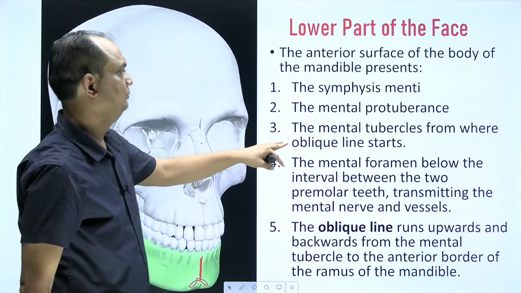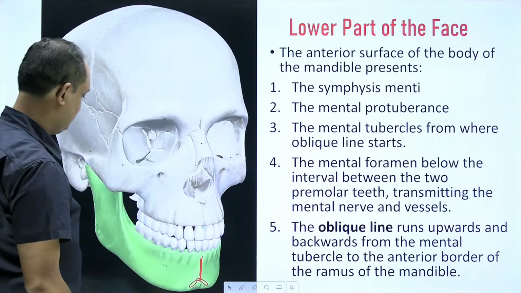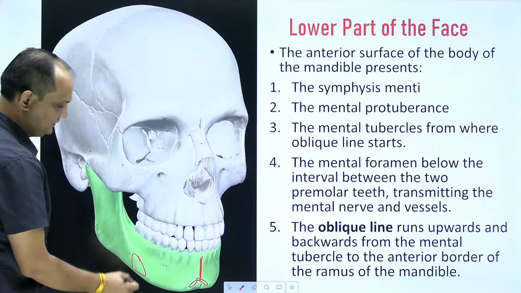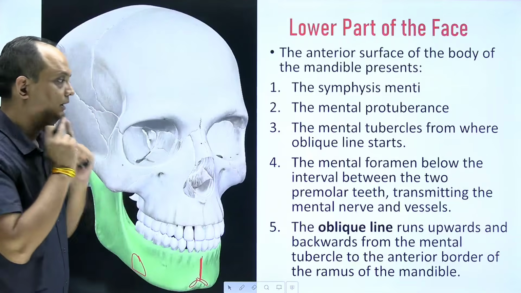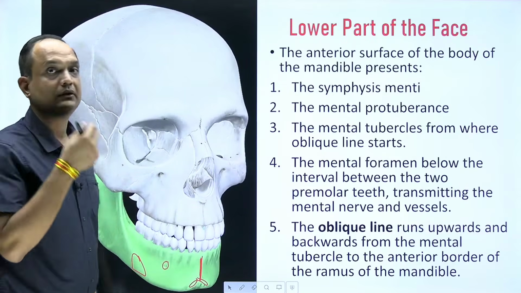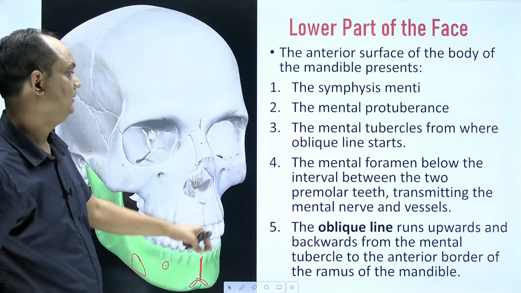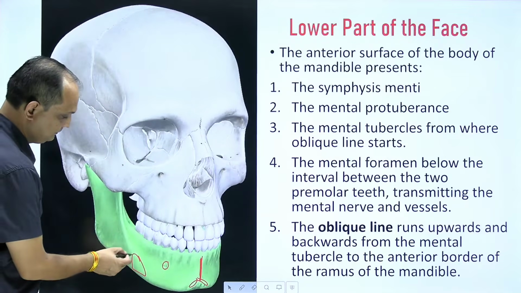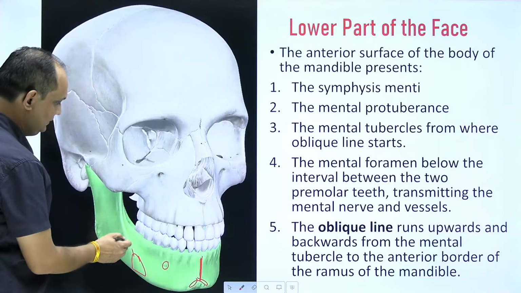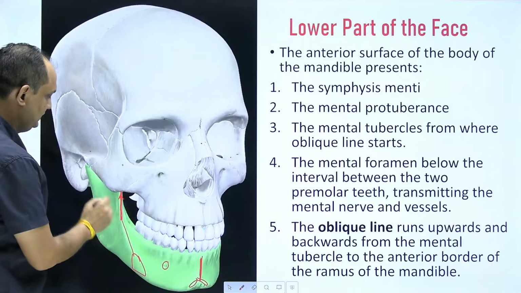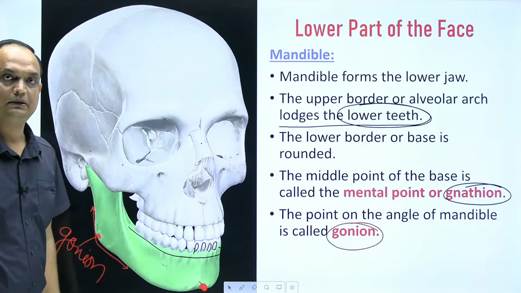Then you will have mental tubercle, and mental tubercles are not present here, mental tubercles are here. Now these projections are known as mental tubercle. Then you will have mental foramen. So mental foramens are present here on both sides of the mandible. Then you will have an oblique line. Now this oblique line starts from the mental tubercle and goes posteriorly and continues with the anterior border of the ramus of mandible. Clear?